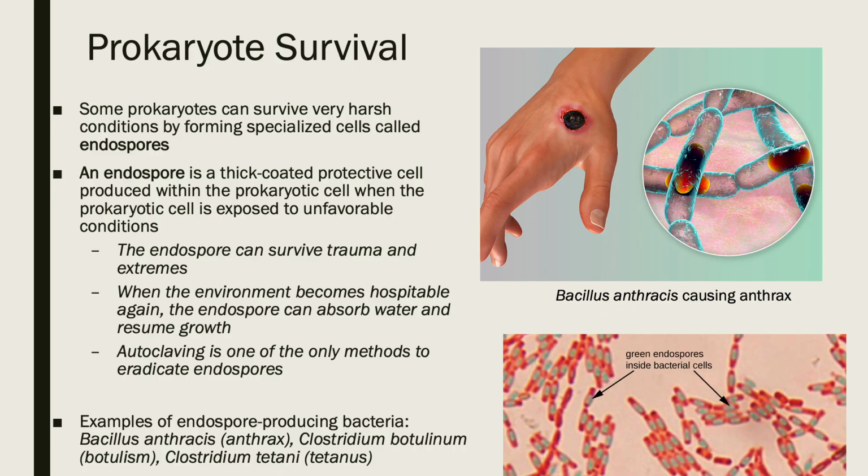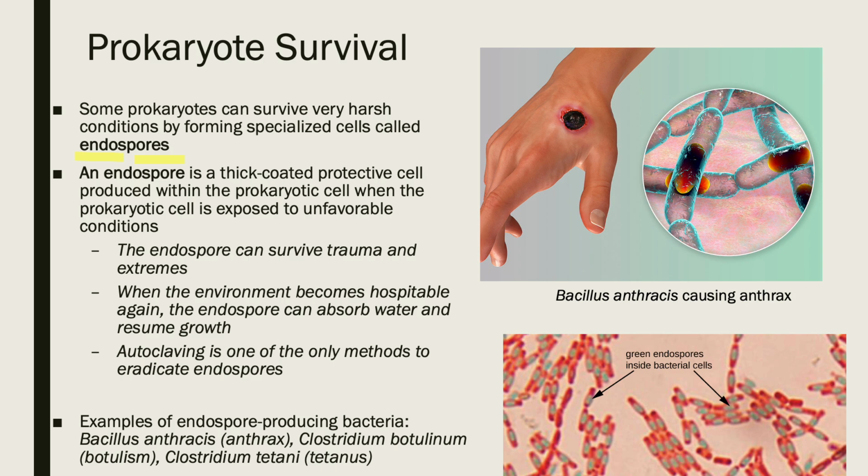Some prokaryotes are able to survive extremely harsh conditions. These types of bacteria are able to form specialized cells that we call endospores. So endo, of course, for inner, and then spore is basically an impenetrable, thickly coated cell. So the technical definition: an endospore is a thick-coated protective cell produced within a prokaryote when conditions become unfavorable. The endospore can survive trauma and extremes.